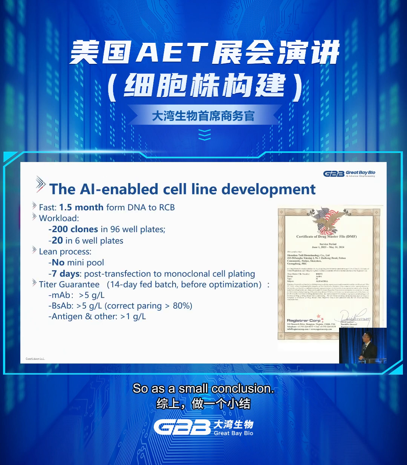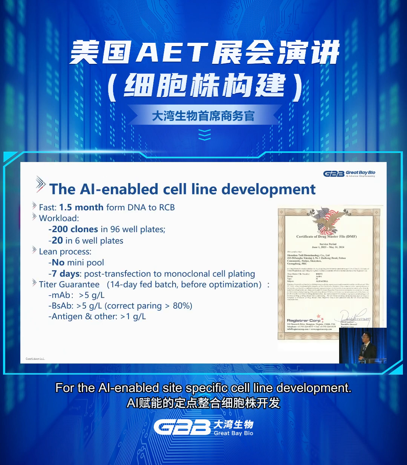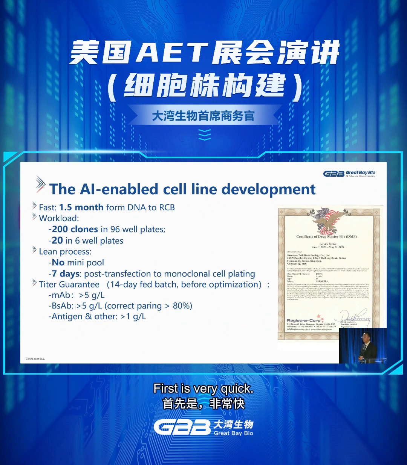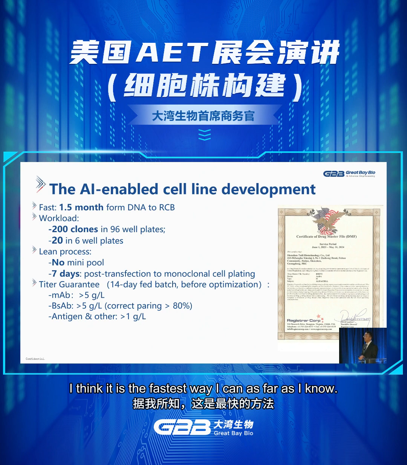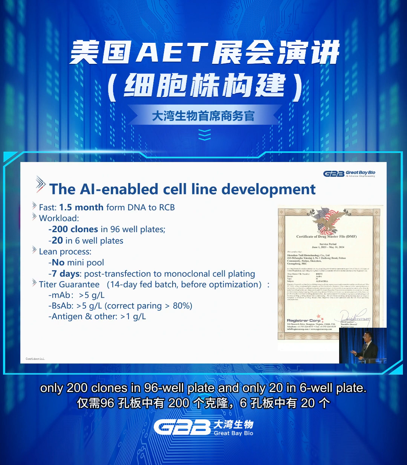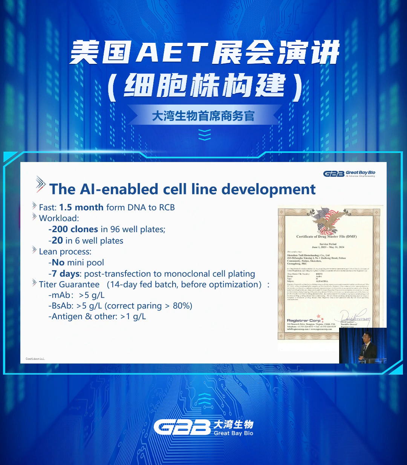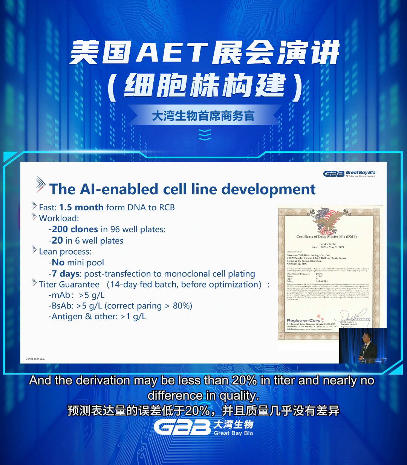So as a small conclusion for the AI-enabled site-specific cell line development, first, it is very quick. I think it is the fastest way, as far as I know. And also we have only minimum workload, only 200 clones in 96-well plates and only 20 in 6-well plates. The deviation may be less than 20% in titer, and nearly no difference in quality.